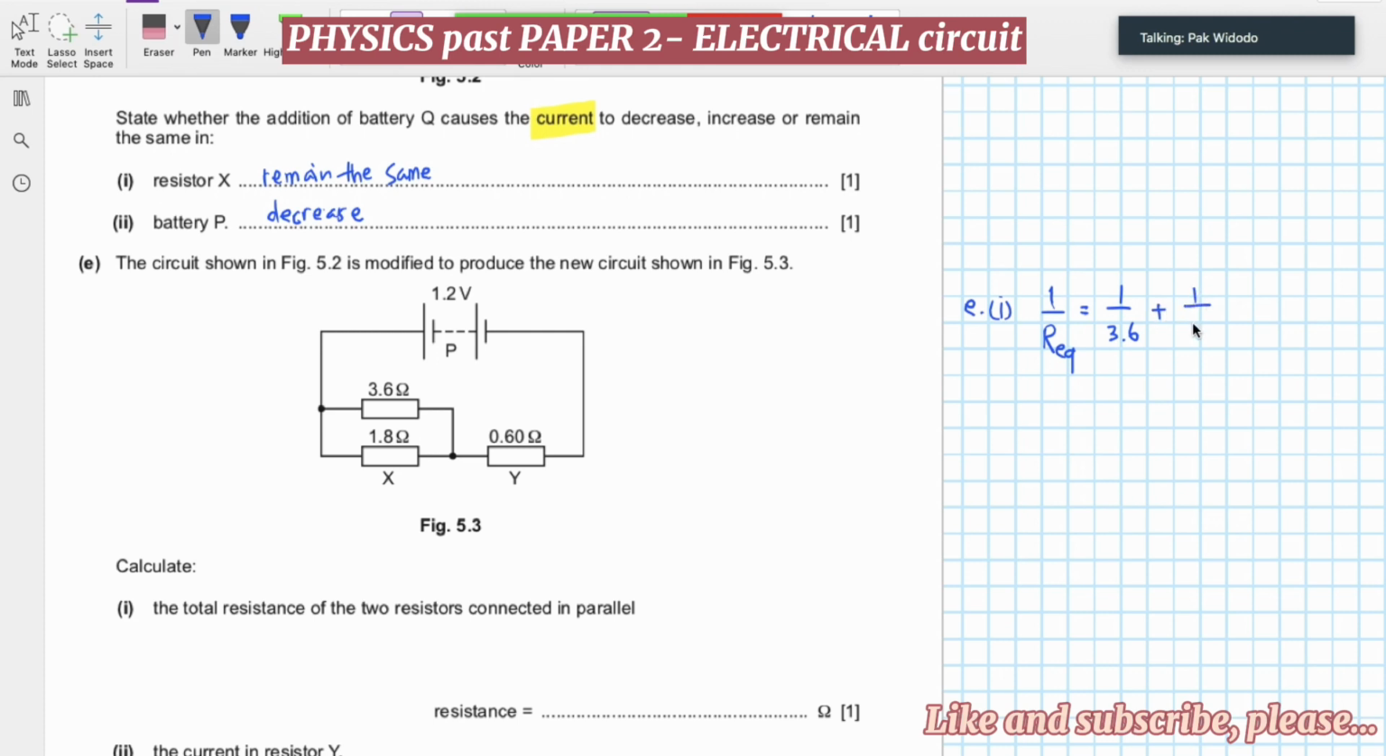We have 3.6 and 1.8. Maybe we can do the same fractional calculation here with 3.6. This is 1, and this is 2 times, the same thing here. So this is 3 divided by 3.6. And R equivalent, we flip it: 3.6 divided by 3 equals 1.2 ohms. So here it is 1.2 ohms.